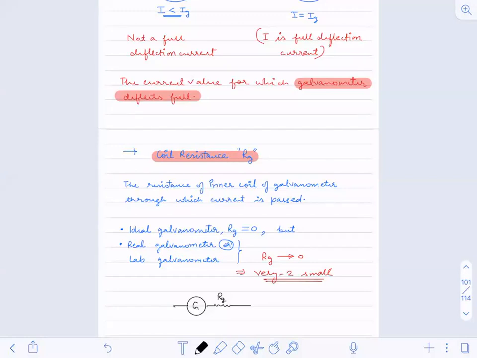Yes, both ammeter and galvanometer will be connected at the same point. Both will be connected at the same point.